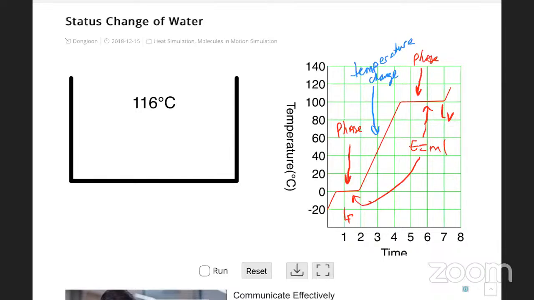Cameron, you okay? Difference between phase change and temperature change, Maria? You're okay with the difference between phase change and temperature change? Cameron?